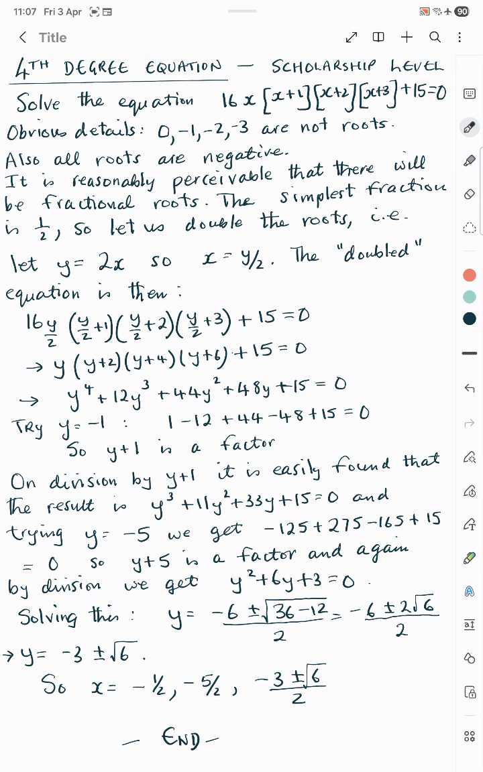That would be y equals minus 6 plus or minus the square root of 36 minus 12, all over 2, which is minus 6 plus or minus 2 root 6 over 2, and which means y is minus 3 plus or minus root 6. Now, x has to be half of those results, so x is minus a half, minus 5 upon 2, and minus 3 plus or minus root 6 over 2.